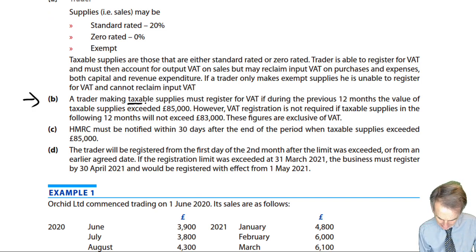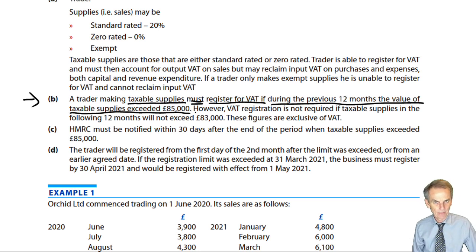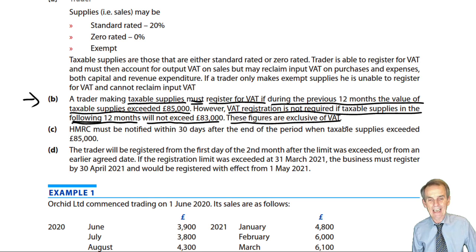A trader making taxable supplies must register for VAT if, during the previous 12 months, the value of taxable supplies exceeded £85,000. However, VAT registration is not required if taxable supplies in the following 12 months will not exceed £83,000. These figures are all given exclusive of VAT. That £83,000 is not some random number that they've made up.